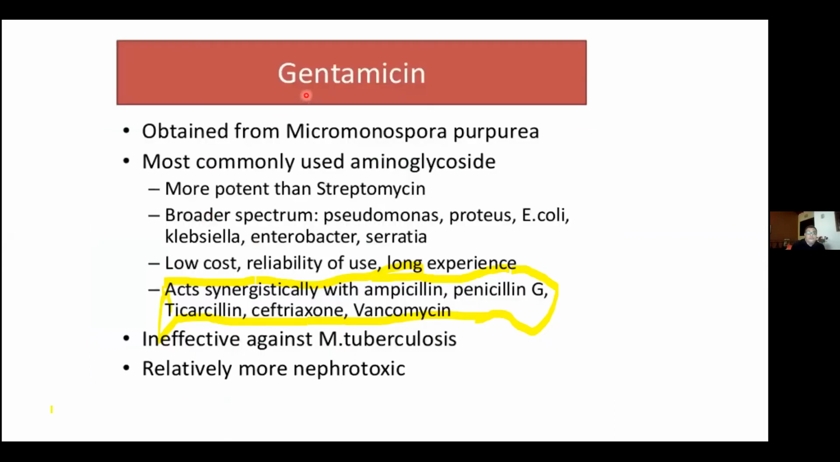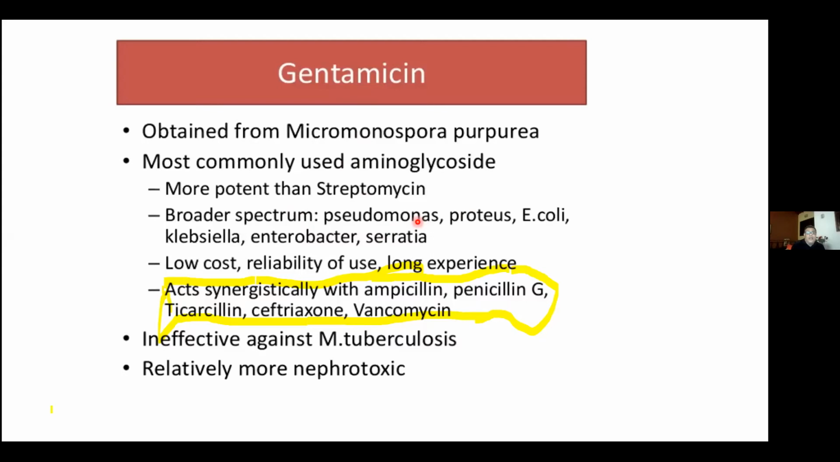So as I told you, gentamicin is given synergistically with ampicillin, penicillin, and all these penicillin preparations to become more effective. Gentamicin is more effective than streptomycin. It is effective against Pseudomonas infections as well.